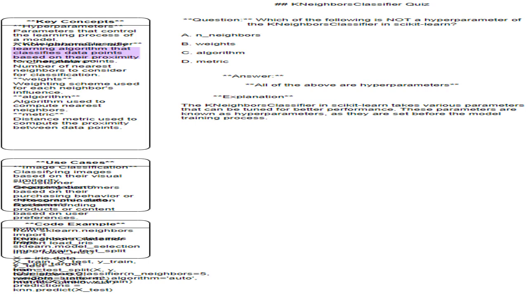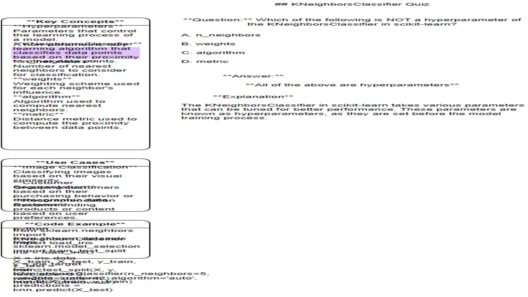Consider a dataset with two features x1 and x2 and a binary classification label y. You want to classify a new data point with features x1=2 and x2=3 using KNN with k=3. The algorithm finds the three nearest neighbors to the new data point based on Euclidean distance. If two of the three neighbors have y=1 and one has y=0, the new data point would be classified as y=1.